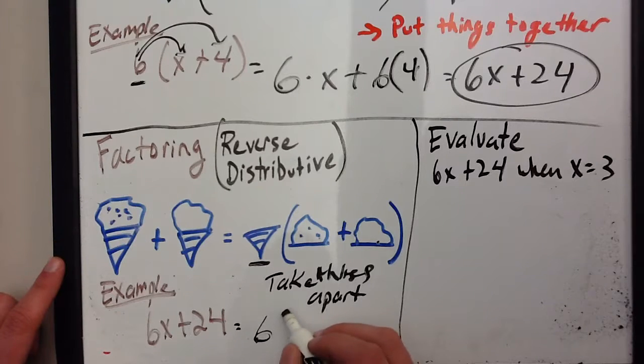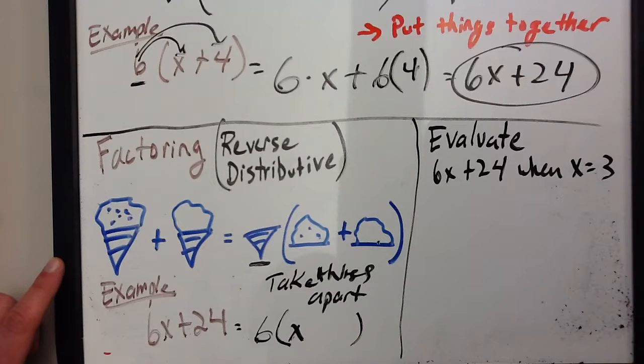So I pull that out, and then I'm looking for what expression I can multiply 6 by to end up with 6x plus 24. So I have 6 times something. 6 times what will give me 6x? Well, if I multiply 6 times x, I'll get 6x. Then I look for what I can multiply 6 by to get 24. Well, if I multiply 6 by positive 4, I get 24.